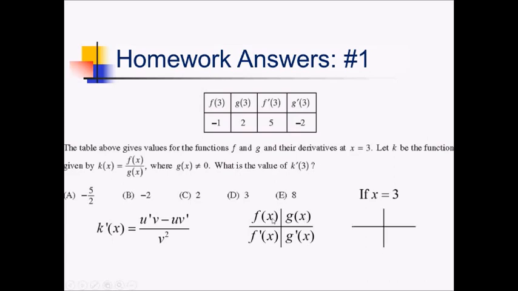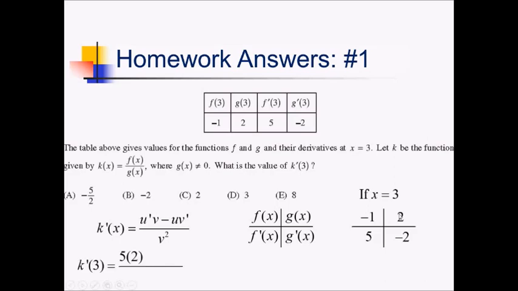So f of 3, that's in the table, that's -1. g of 3 is in the table as 2, so careful, make sure you're putting the right stuff in there because they gave us the original functions and then the derivatives. Sometimes they change it up from that. Now we have f prime of 3, which they told us was 5, and g prime of 3, which they told us was -2.